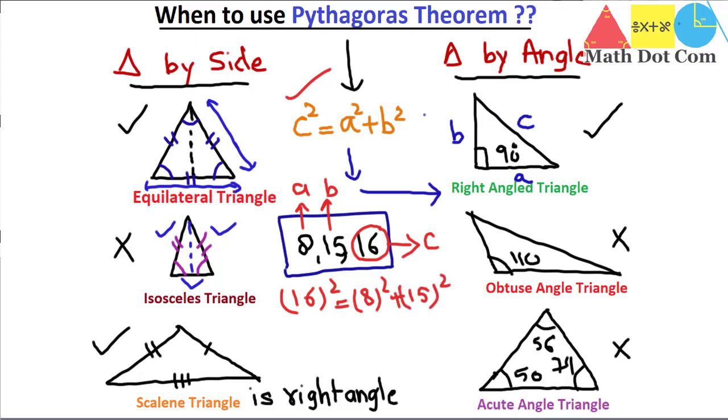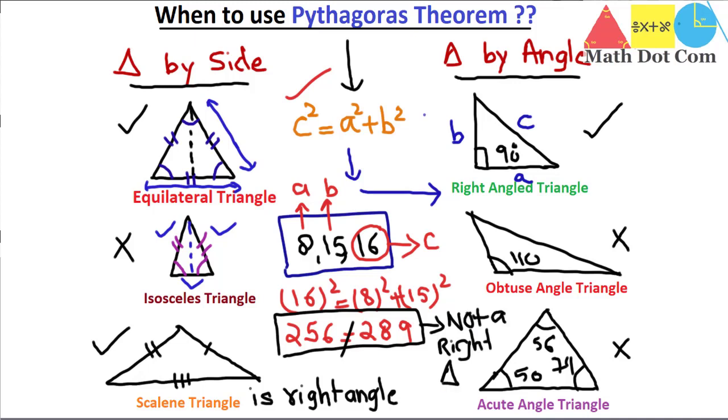If this equation holds true, that is, both sides of the equality are equal, then we can say it is a right angle triangle. So let's see whether it is equal or not. 16 squared is 256, and 8 squared plus 15 squared is 289. So it is clear here that the two sides of the equality are not equal. The left hand side is not equal to the right hand side. It means the triangle is not a right angle triangle.